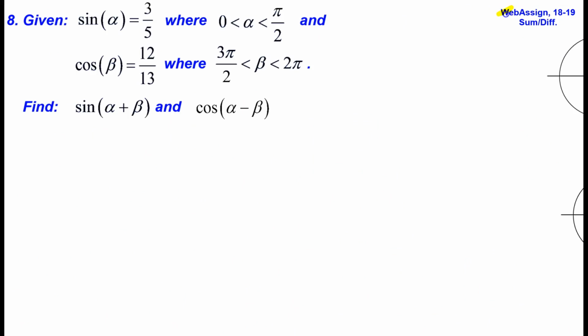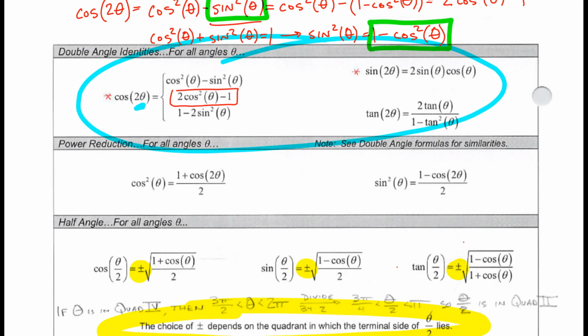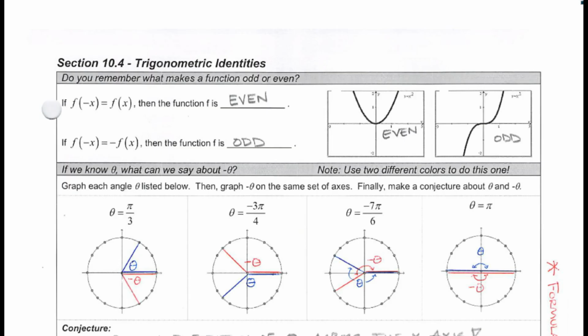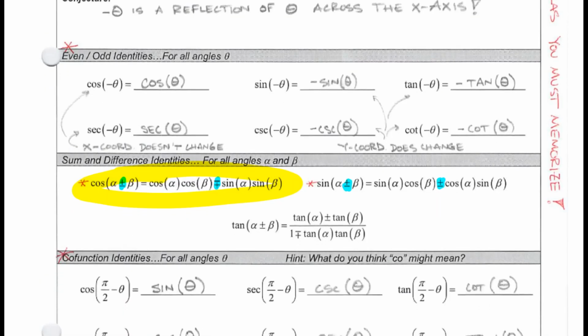Example 8 will show you how to approach web assigned problems 18 and 19, and in these problems we're going to be using the sum and difference formulas. These are ones you have to remember, so let's go back and take a look at our reference page. Go to page 1 of that reference, down near the bottom, sum and difference identities for all angles alpha and beta. So cosine and sine are ones you have to remember, tangent you don't need to remember.